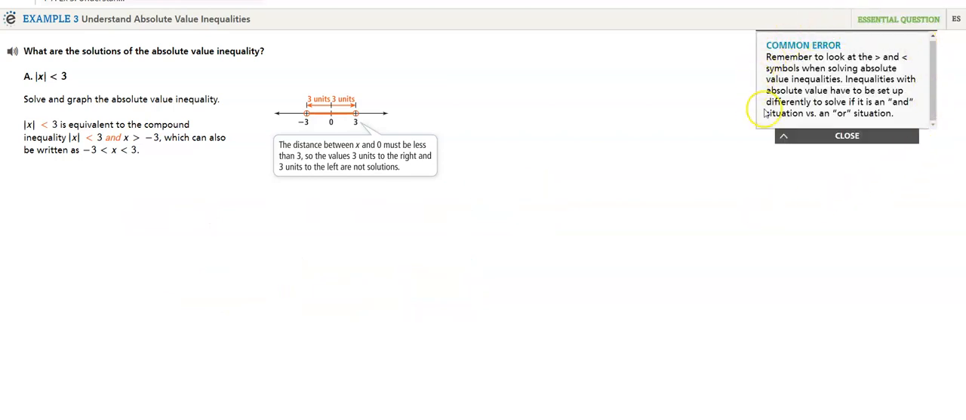All right, one more thing I want you to pay attention to right here. So here's a common error. It says, remember to look at the greater than and less than symbols when solving absolute value inequalities. Inequalities with absolute value have to be set up differently to solve if it's an and situation versus an or situation.